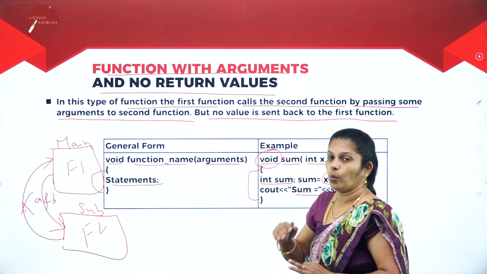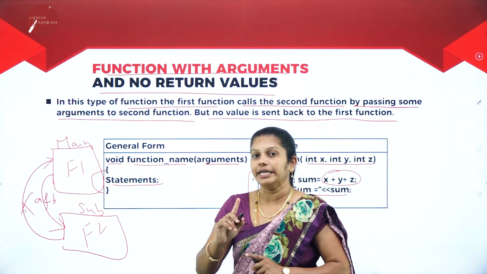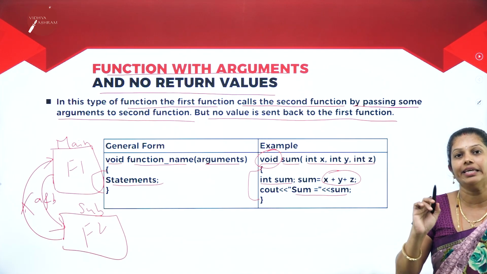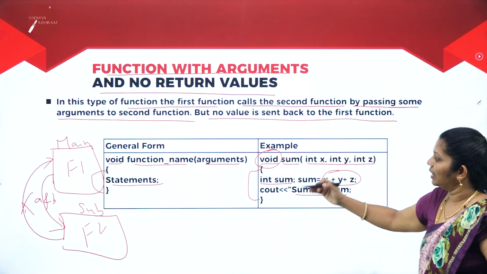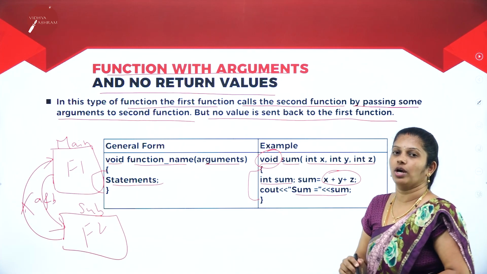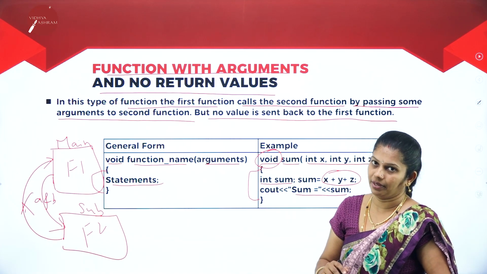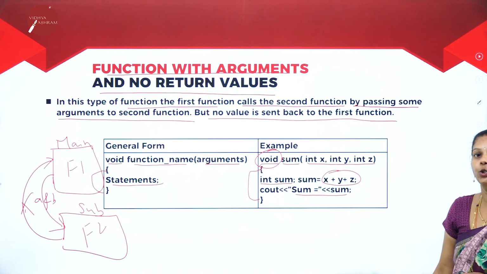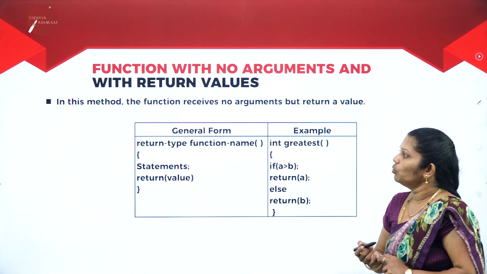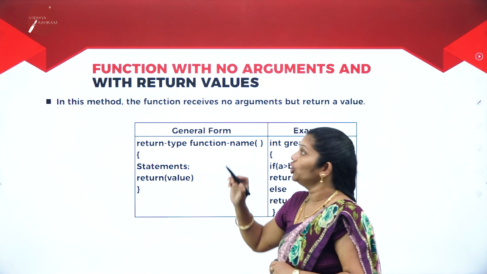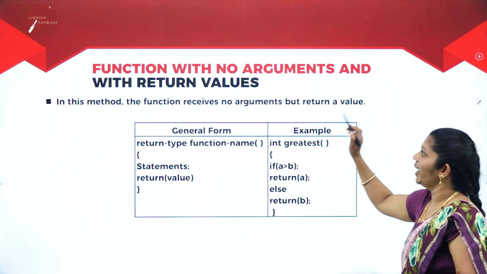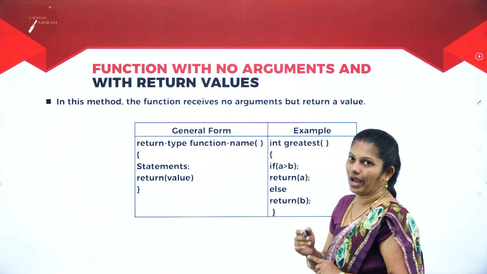passing. If values are passing, then we use the keyword return. But here if you observe, we are not using any keyword like return. It means that no values are passing from the subprogram to the main program here. This is regarding functions with arguments and no return value. Next, we will move on to the next one, functions with no arguments and with return value.